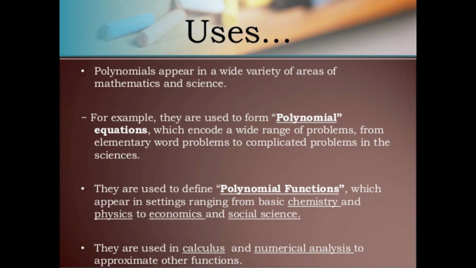Uses of polynomials. Polynomials appear in a wide variety of areas of mathematics and science. For example, they are used to form polynomial equations which encode a wide range of problems from elementary word problems to complicated problems in the sciences. They are used to define polynomial functions, which appear in settings ranging from basic chemistry and physics to economics and social science. They are used in calculus and numerical analysis to approximate other functions. So polynomials are not only used in math or algebra, but can also be used in science.